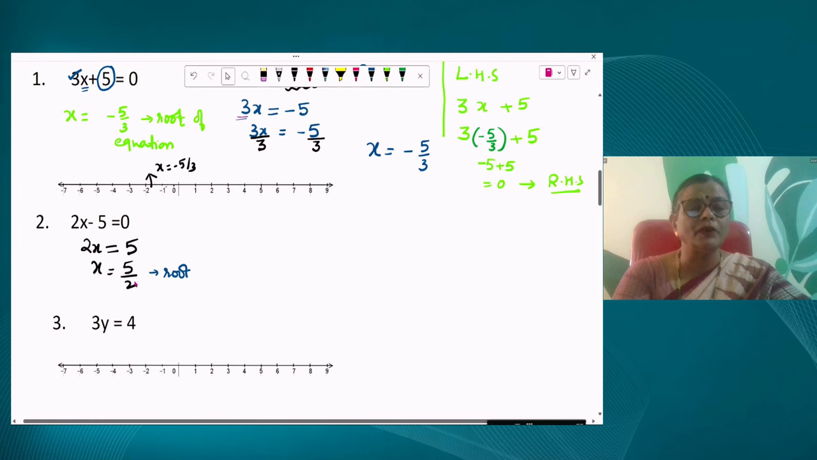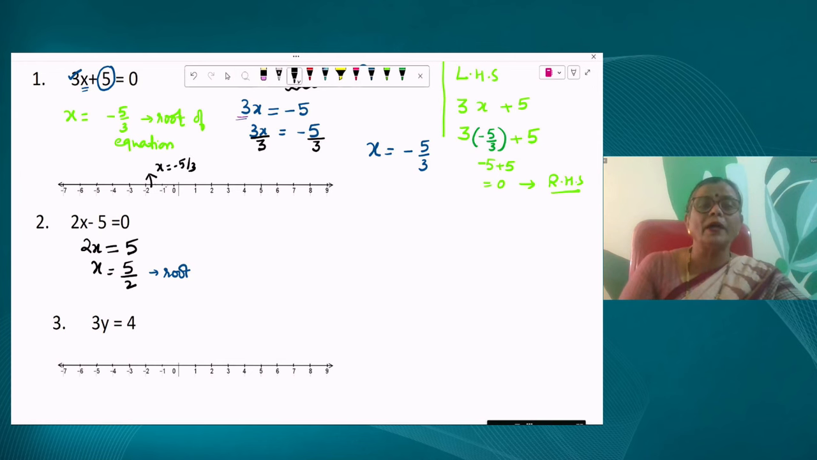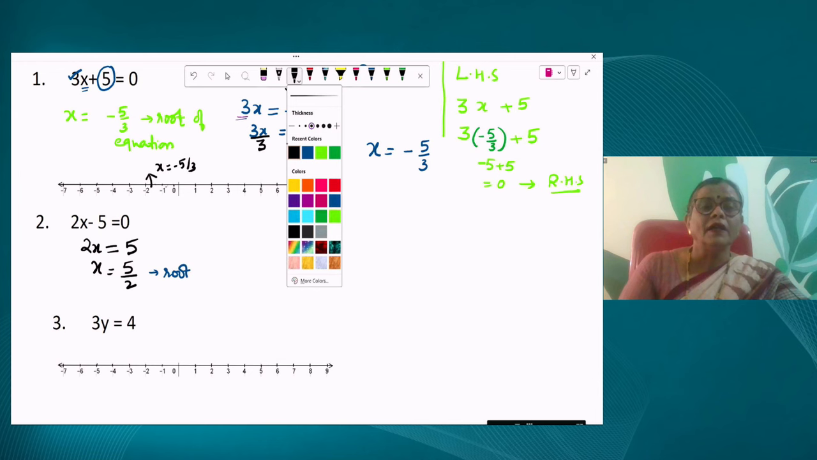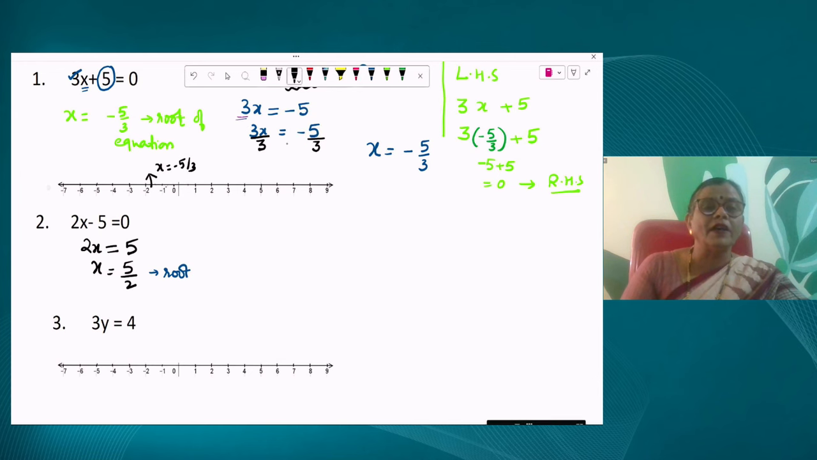5 upon 2 is a positive number, which means each division has to be divided into 2 parts. So let us divide that into 2 parts. On dividing it, this is 1, 2, 3, 4, 5, 6.